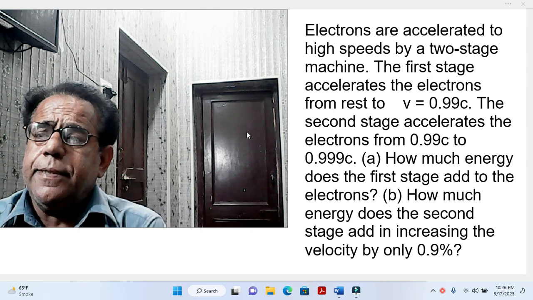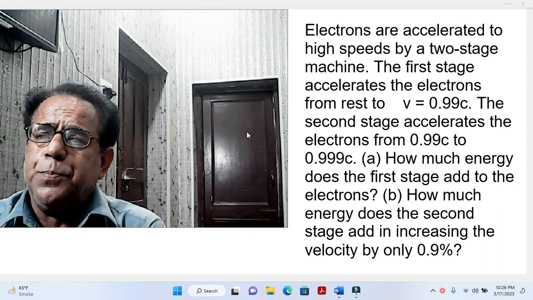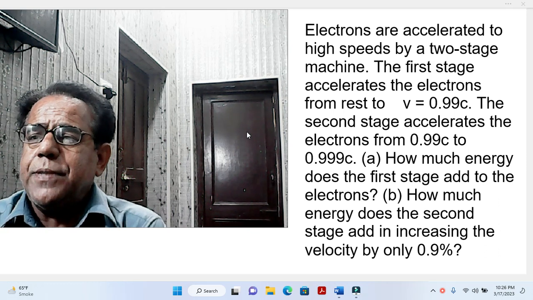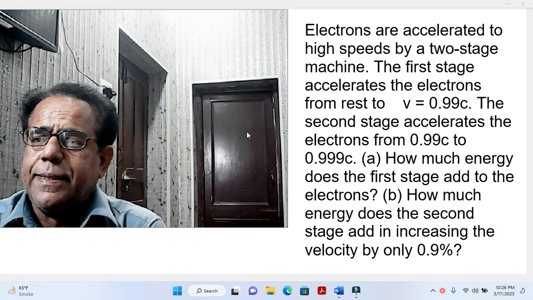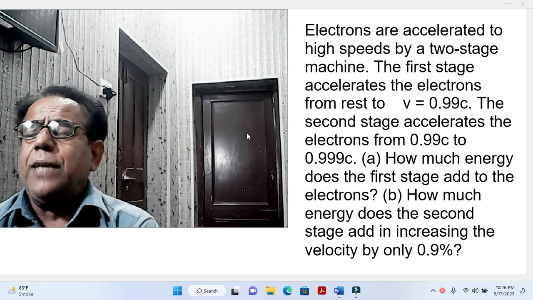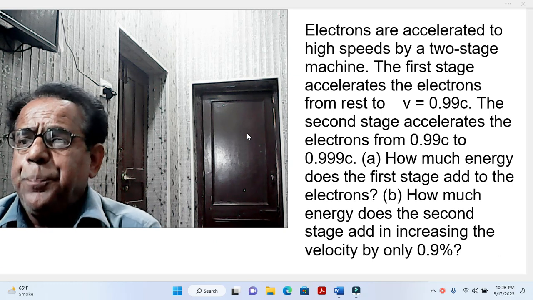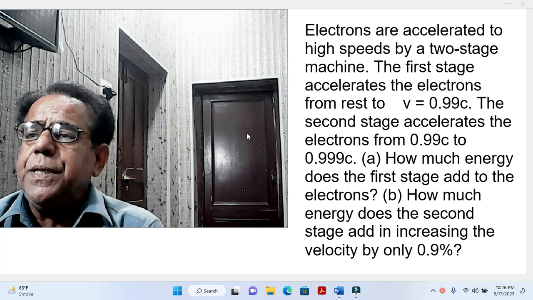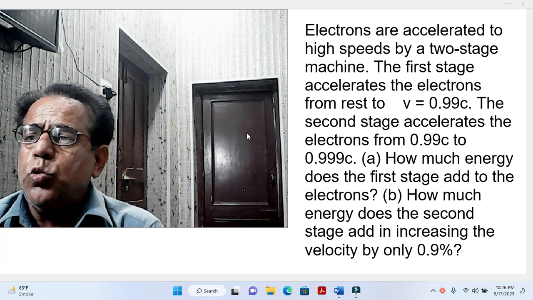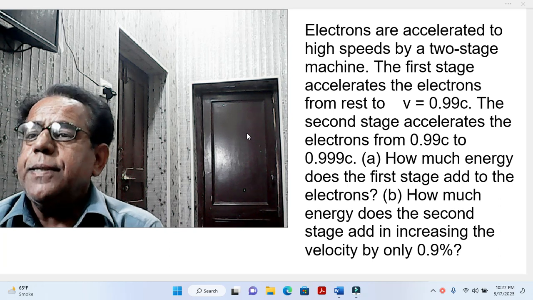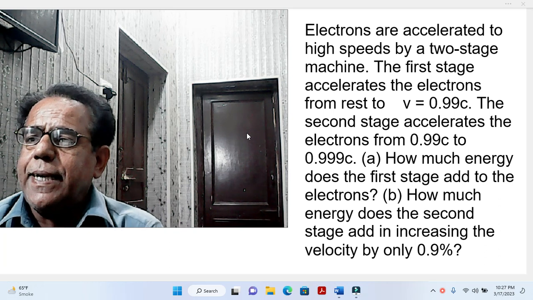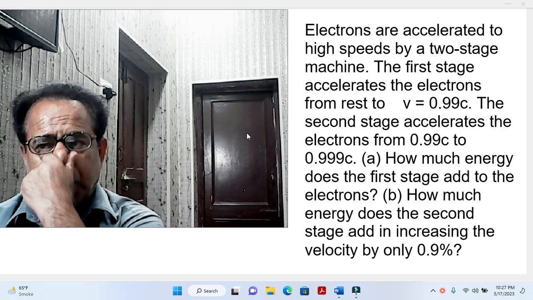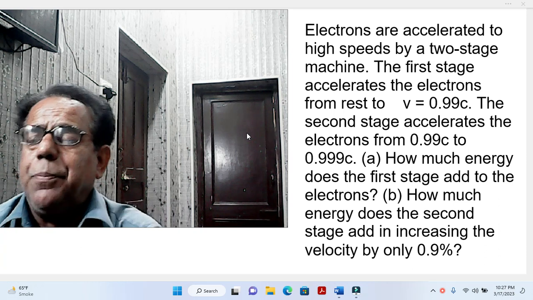Dear students, this is our next problem, and this problem has also been chosen from the book Modern Physics by Kenneth S. Crane. Okay, so as usual, first we come to our statement. Electrons are accelerated to high speeds by a two-stage machine. The first stage accelerates the electrons from rest. Here, from rest is important.